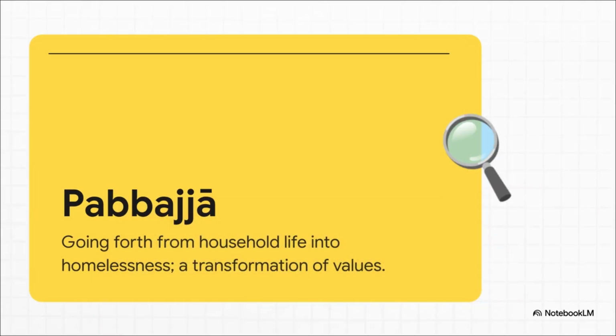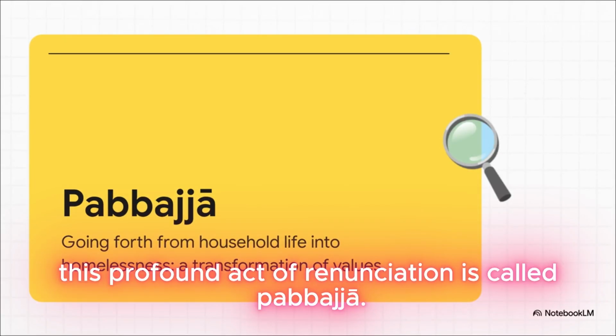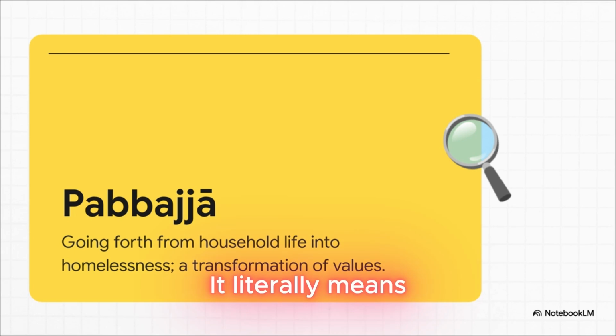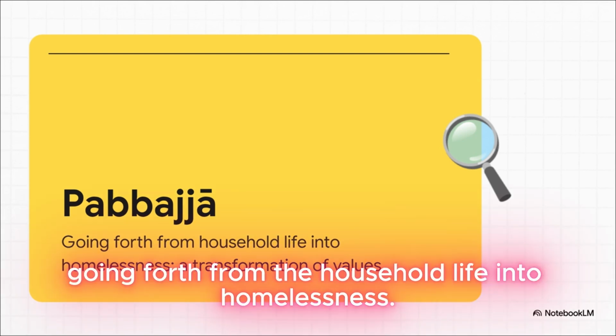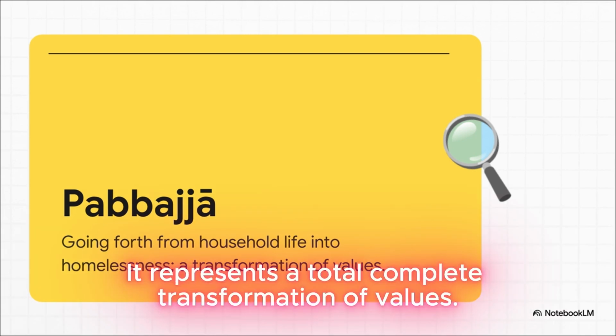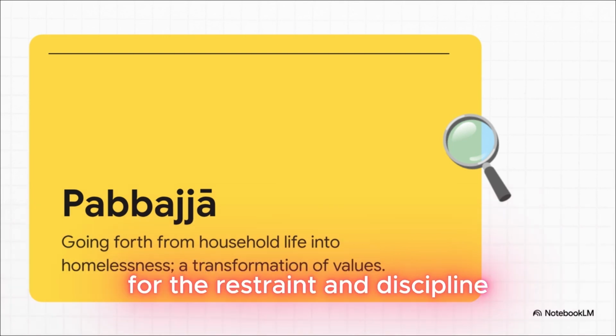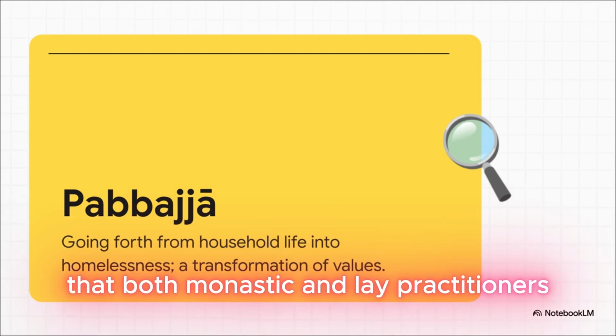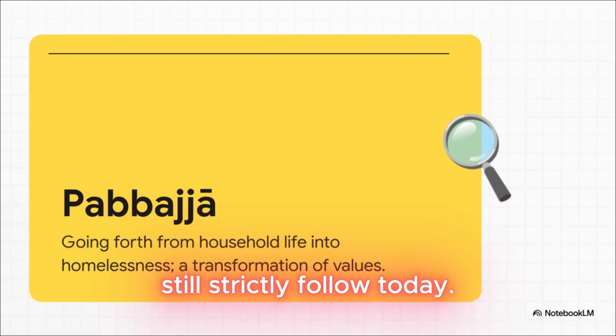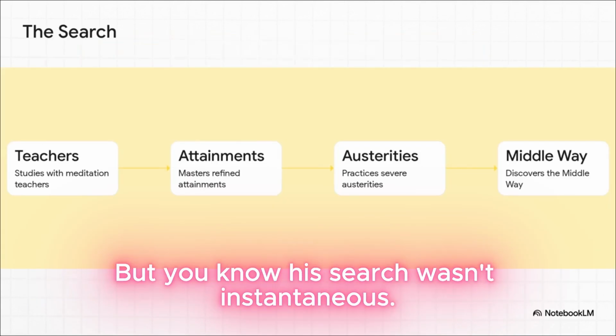In Pali, this profound act of renunciation is called pabajja. It literally means going forth from the household life into homelessness. It represents a total, complete transformation of values. Gautama's pabajja became the ultimate model for the restraint and discipline that both monastic and lay practitioners still strictly follow today. But his search wasn't instantaneous.